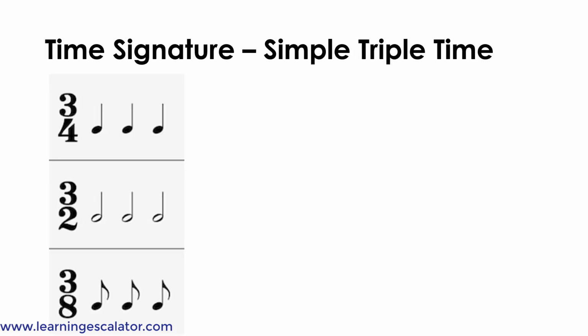Time signature, simple triple time. That's when there's a 3 on the top. So the number on the bottom means what type of note there is. So 4 means quarter note, so there are 3 quarter notes. 2 means half notes, so there are 3 half notes. And 8 means eighth note, so there are 3 eighth notes.